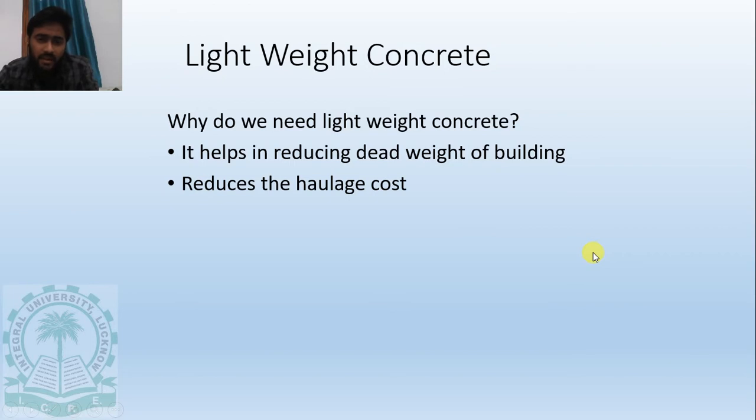Very simple answer. It helps in reducing the dead weight of the building. As we know, nowadays we have frame structures where the load is mainly upon the beams and columns, and walls are just made as a separation tool. Next, it reduces the haulage cost. Haulage is transportation cost. When you transport concrete from one place to another, the blocks and all those things are heavy. If the weight is reduced, then you need less fuel, and it's easy to transport them.